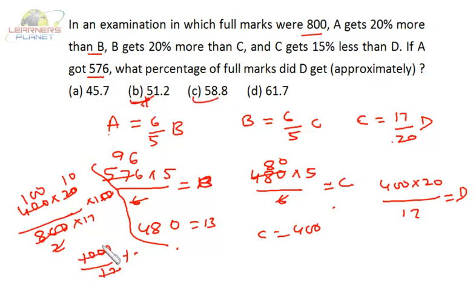it must be around 58.8%. Okay, since 17 5s are 85, 150, 17 8s are 136. So it's around 58.8%. So 58.8 is the percentage of D, out of 800 he is getting these many marks, but I am not calculating over here since I have to calculate the percentage. Okay, I hope you are clear.